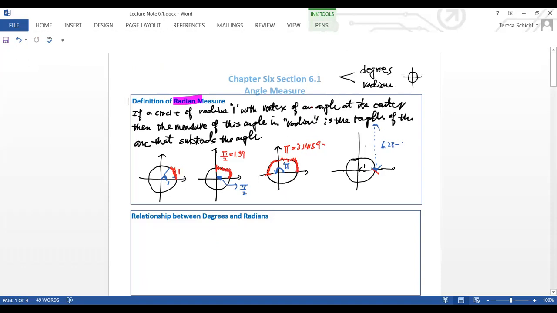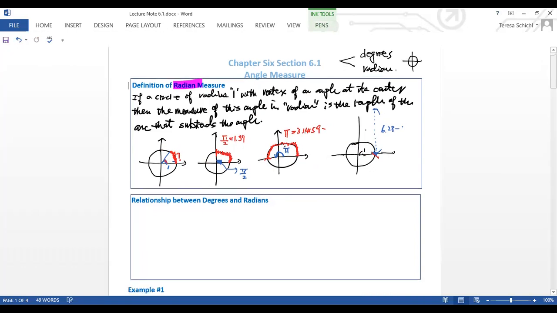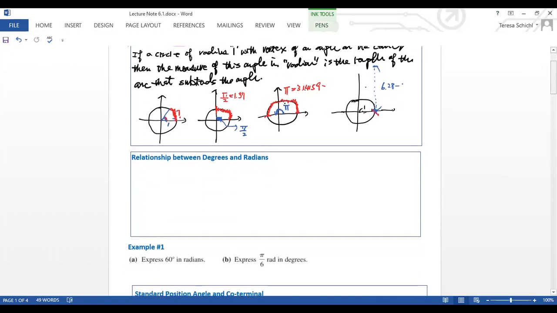That is how we define radians. The radian measure of this angle is the length of that arc. So if I have any angle here, and I can measure this arc, then I know the angle in radians. Now let's take a look at one very important thing: the relation between radians and degrees.